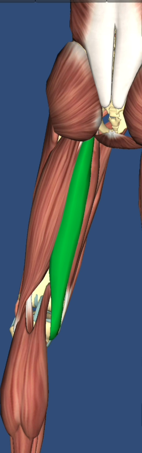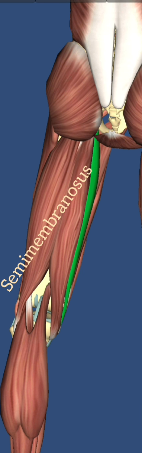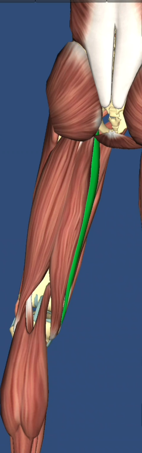Okay, so now the semimembranosus is a large muscle. It's also attached proximally to the ischial tuberosity, but distally its tendon divides to the posterior part of the medial condyle. So if you come across the oblique popliteal ligament, it is the reflected attachment of the semimembranosus that forms the oblique popliteal ligament. Now, what is the function of this muscle?